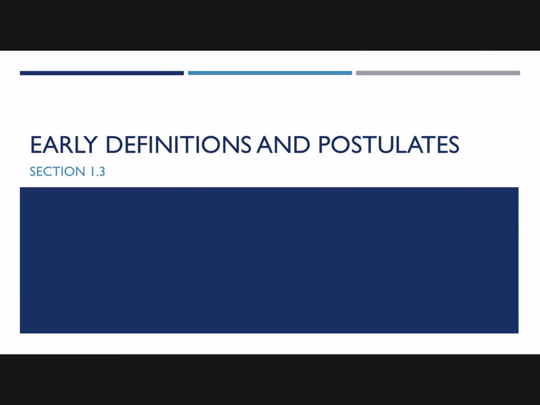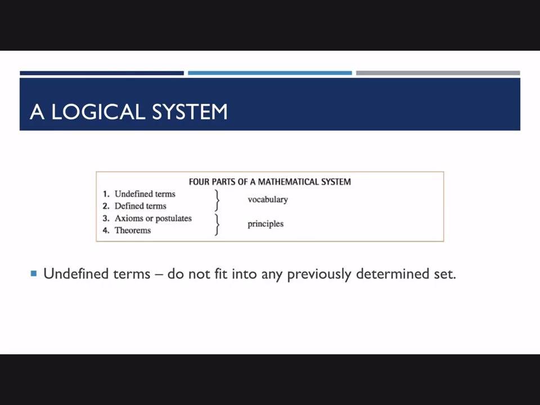Okay, this video is some comments on section 1.3. So we're starting to talk about the components of a mathematical system. This one is sometimes called a logical system so that it's not confused with the other usage of the phrase mathematical system.